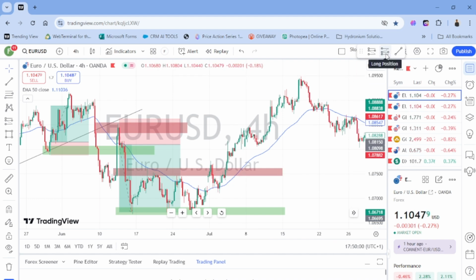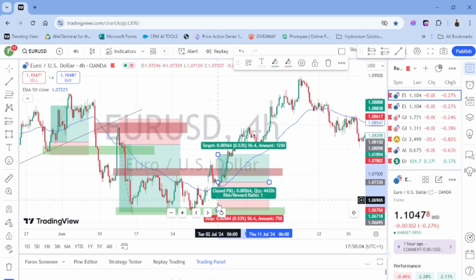Wow, that's nice. Indicators can be good, but indicators can be lagging. But this indicator gave us a very good trade. The stop loss sits at the support level, and then your target.